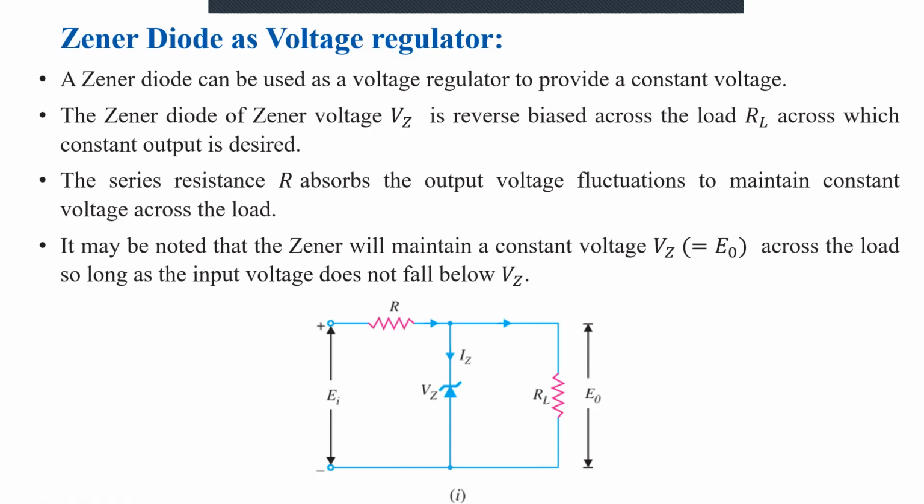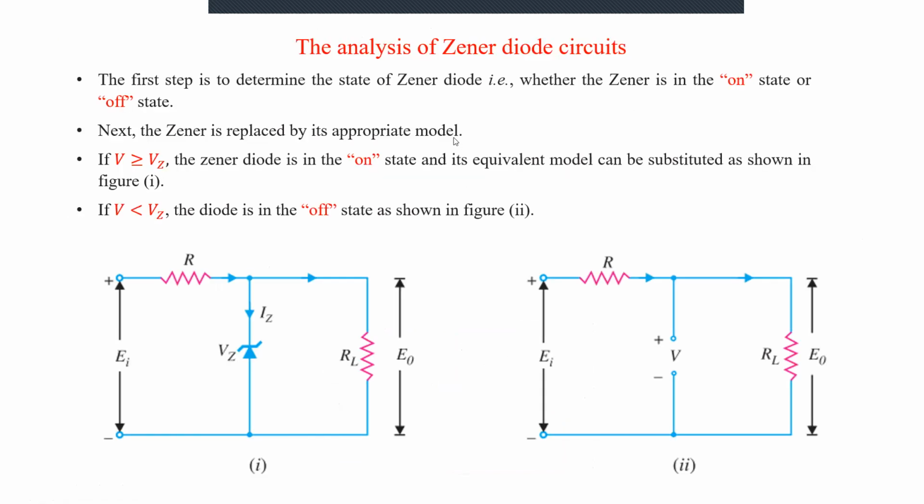So let us take the two conditions, or how to analyze this Zener diode circuit as a voltage regulator. Let us take the same circuit. Suppose the input voltage is less than Vz. What will happen? This Zener diode will be in off state. The entire current will flow through the load, and this output voltage will be equal to the input voltage minus the voltage drop across this resistance. So the output voltage will not remain constant when the Zener diode is in the off state.